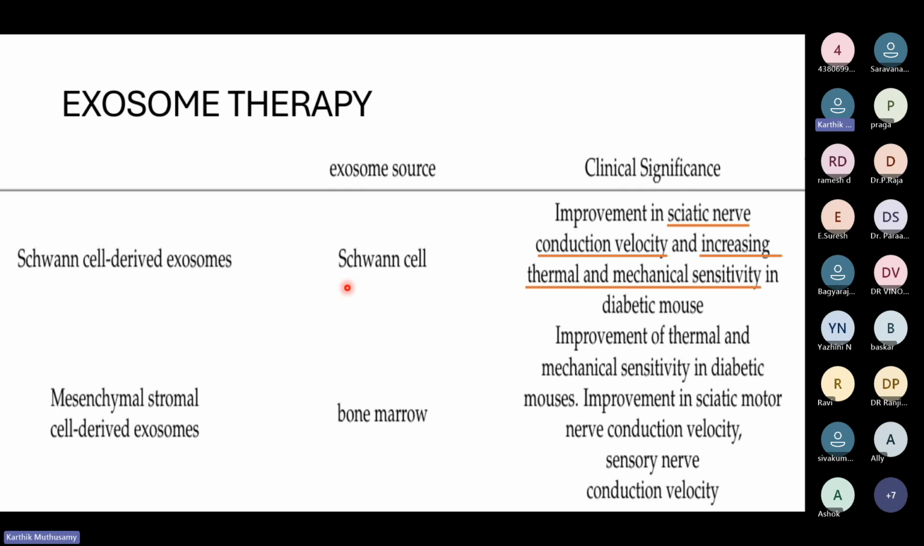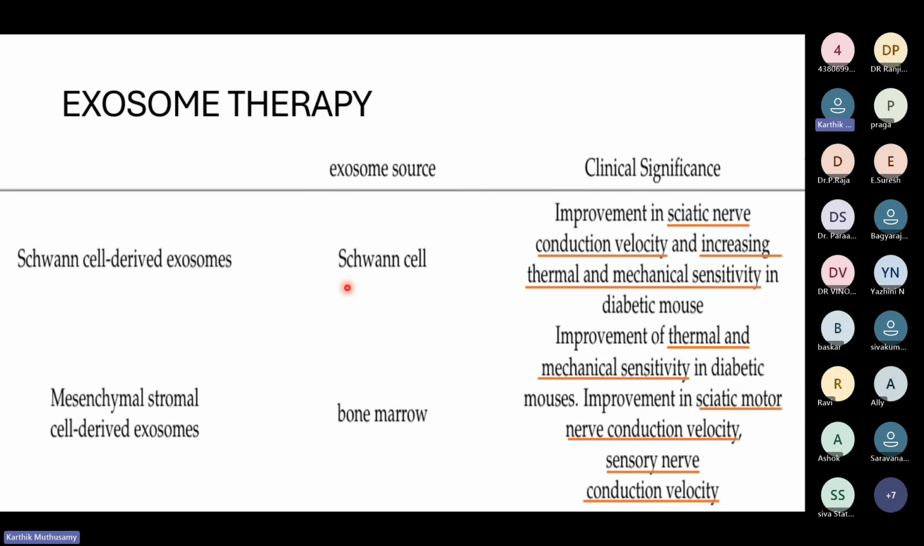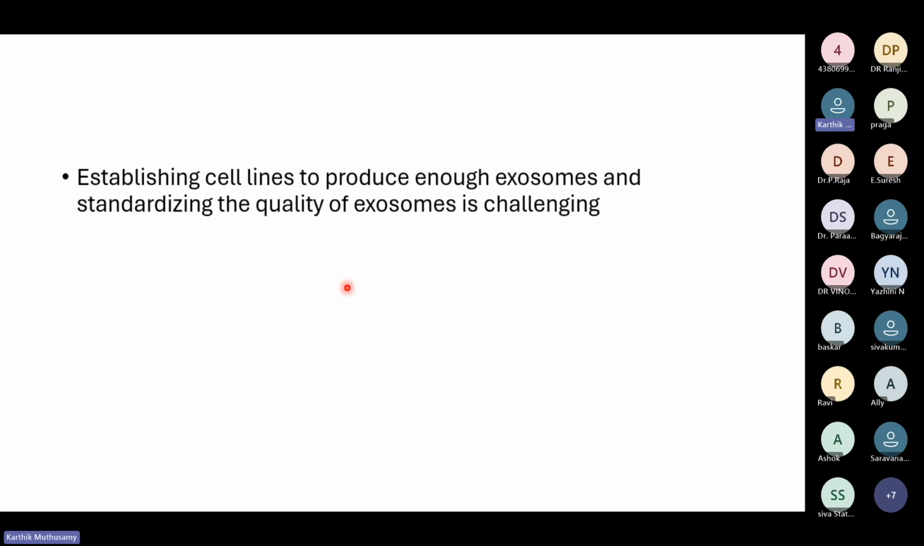The second exosome therapy under trial is mesenchymal stromal cell derived exosomes. It is derived from bone marrow, and it causes improvement of the thermal and mechanical sensitivity similar to Schwann cell derived exosomes. It also causes improvement in sciatic motor nerve conduction velocity and sensory nerve conduction velocities. It has the advantages of both cell transplantation therapy and exogenous cytokine therapy. But one disadvantage is we need more efforts for establishing cell lines to produce enough exosomes and standardizing the quality of the exosomes produced. That is the current challenge.